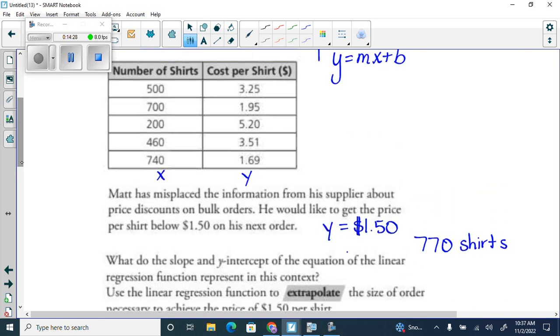What if I give you an X and I want a Y? What would I have to give you? Number of shirts. So I'm going to say, how much would the cost be per shirt if there are 150 shirts? So if I gave you 150 shirts, am I giving you X or Y? X. So if I know X, how do I find Y?